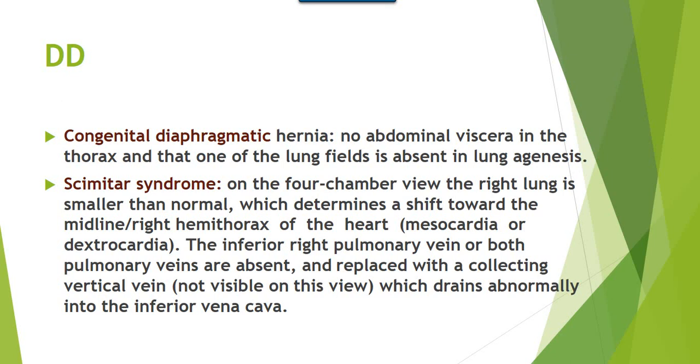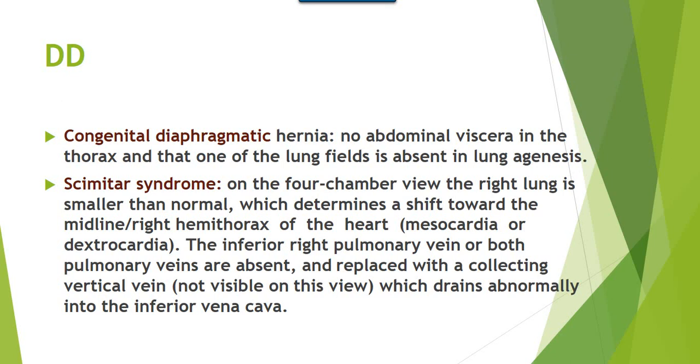And scimitar syndrome, on the four-chamber view, the right lung is smaller than normal, which determines a shift toward the midline or right hemithorax of the heart, mesocardia or dextrocardia. The inferior right pulmonary vein or both pulmonary veins are absent and replaced with a collecting vertical vein, not visible on this view, which drains abnormally into the inferior vena cava.